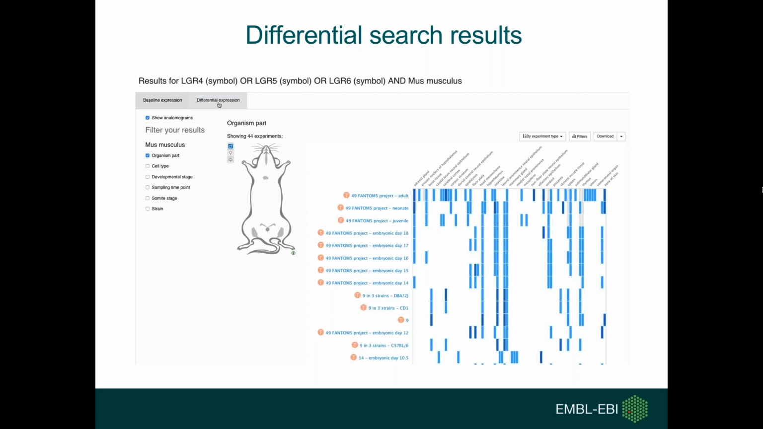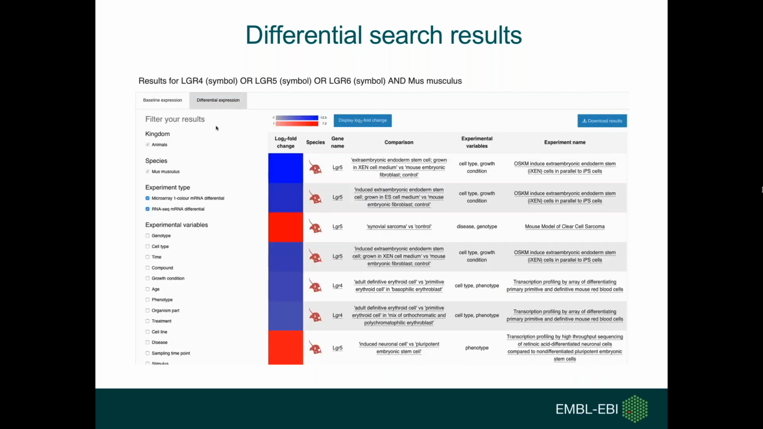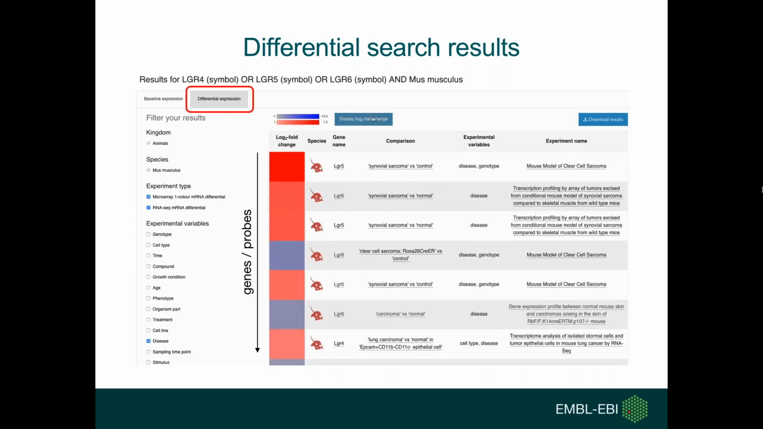After you press search, you get to the differential results by clicking on the differential expression tab. This is a differential search results page. You see a list of search genes, and they are sorted by their logarithmic fold change value. And you can display this value by clicking on the button Display log2 fold change on top of the table.